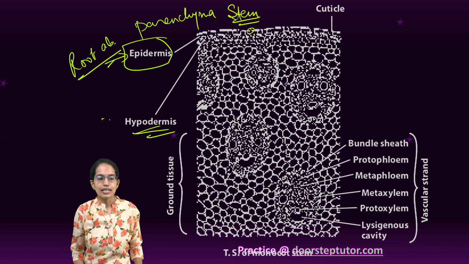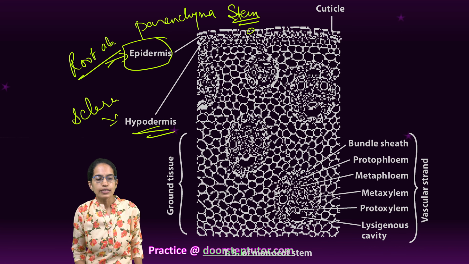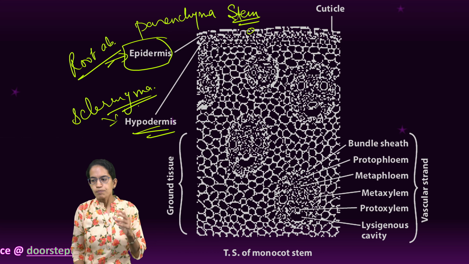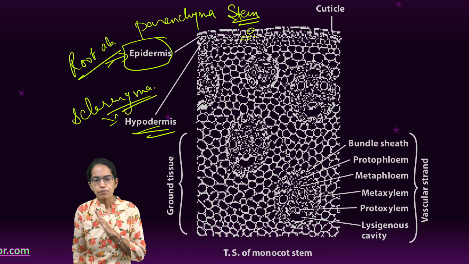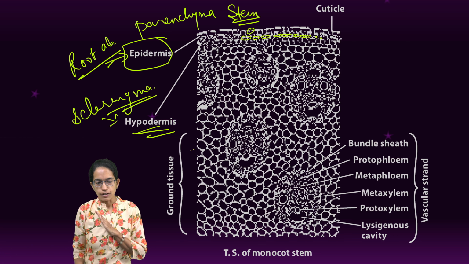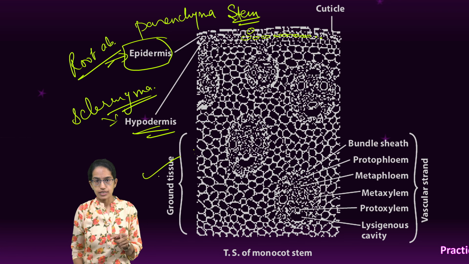The next is hypodermis. Hypodermis has a layer of sclerenchyma, and this sclerenchyma layer is present just below the epidermis. Intercellular spaces are not present. As you can see, the layer is very closely packed, unlike the ground tissue where you do have intercellular space.